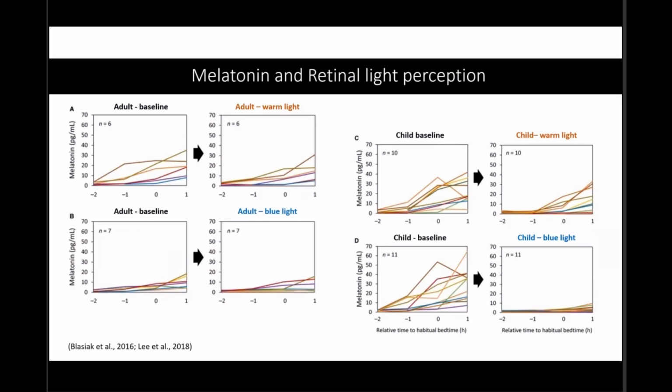So if you look over on the left, you've got adults, baseline light exposure, and then they were exposed to either warm light or blue light in the evenings, and it compares their endogenous melatonin secretion on the left to after light exposure on the right. Certainly had an effect on adults, but not nearly as significant as what you see in children on the right. So on the right, we've got children.